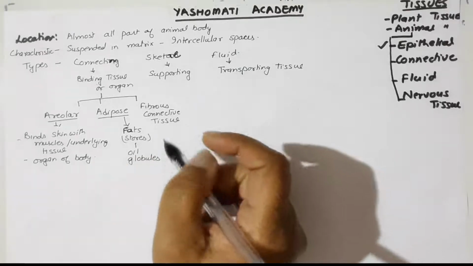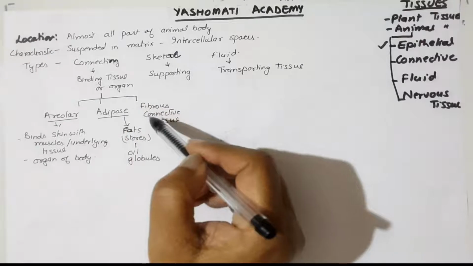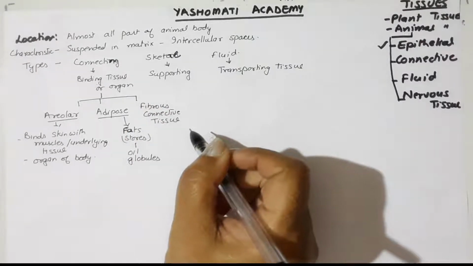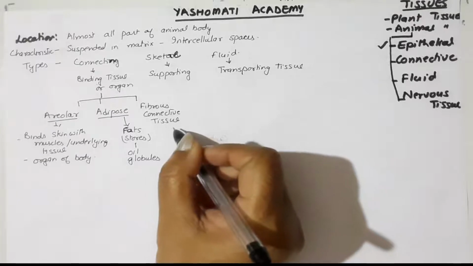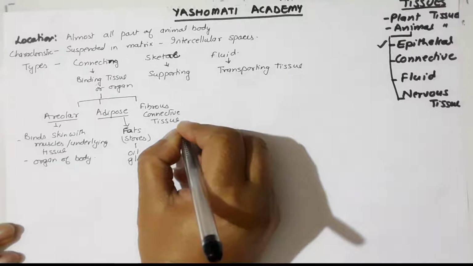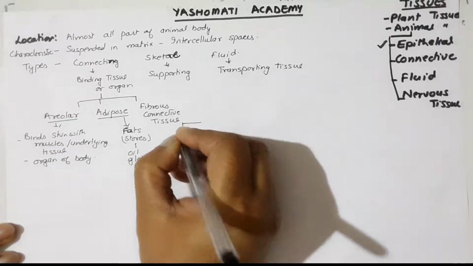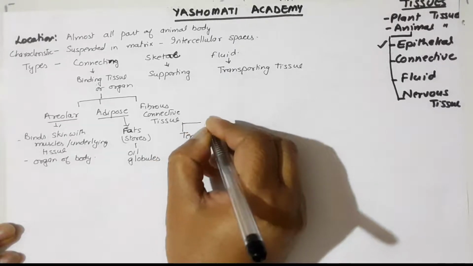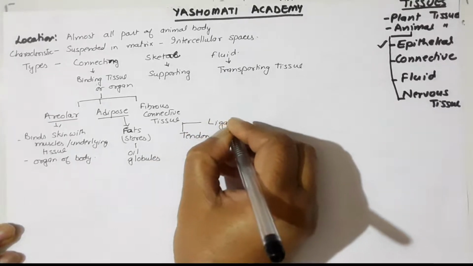Another kind of tissue which is called connecting or binding tissue is fibrous connecting tissue. Fibrous connective tissue, it is further of two types. They are named as tendon and ligament.